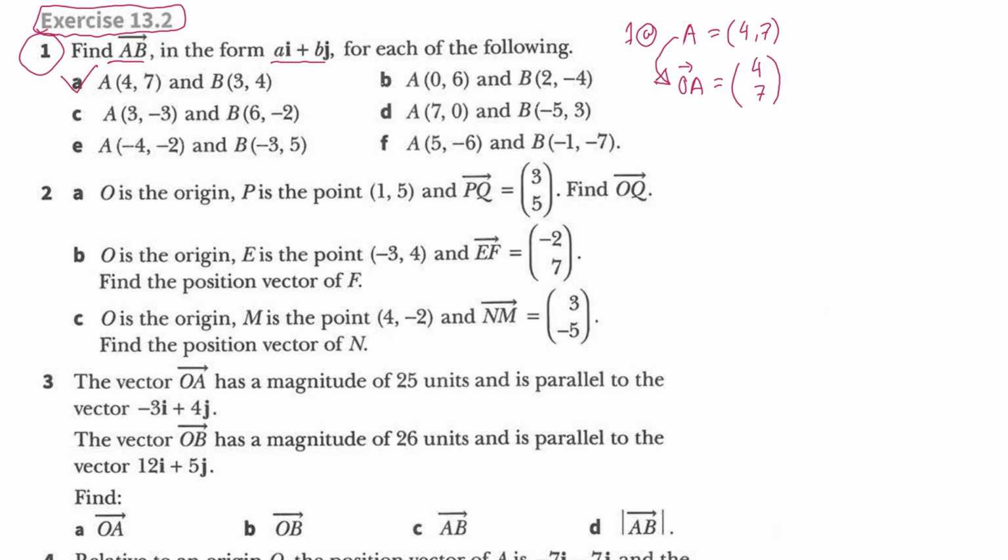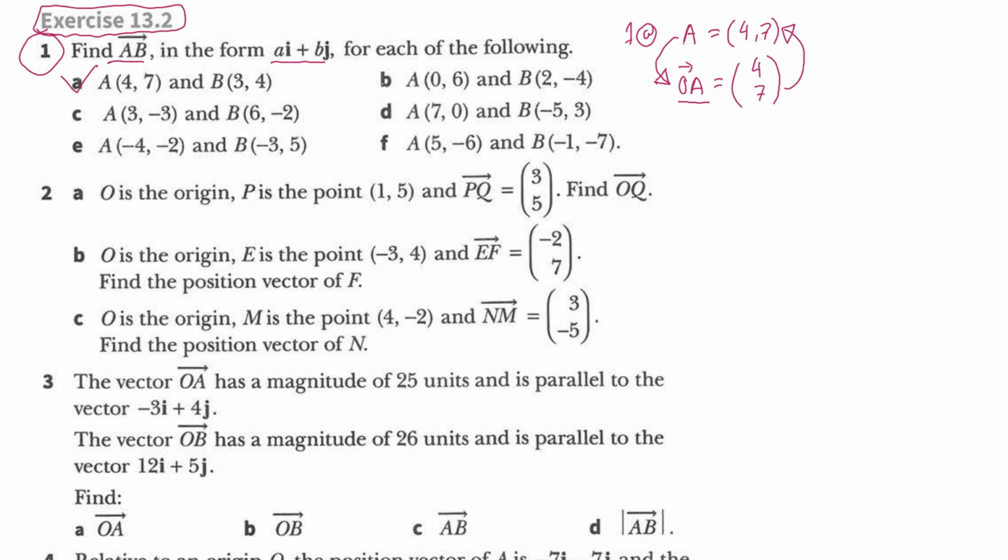This OA is called a position vector. If we know the position vector, then we can convert it to the coordinate of A by writing horizontally; for coordinates we have to write the x value first, then the y value. OA is called the position vector of A, which is a vector in terms of O, the origin. The vector from the origin is called the position vector.